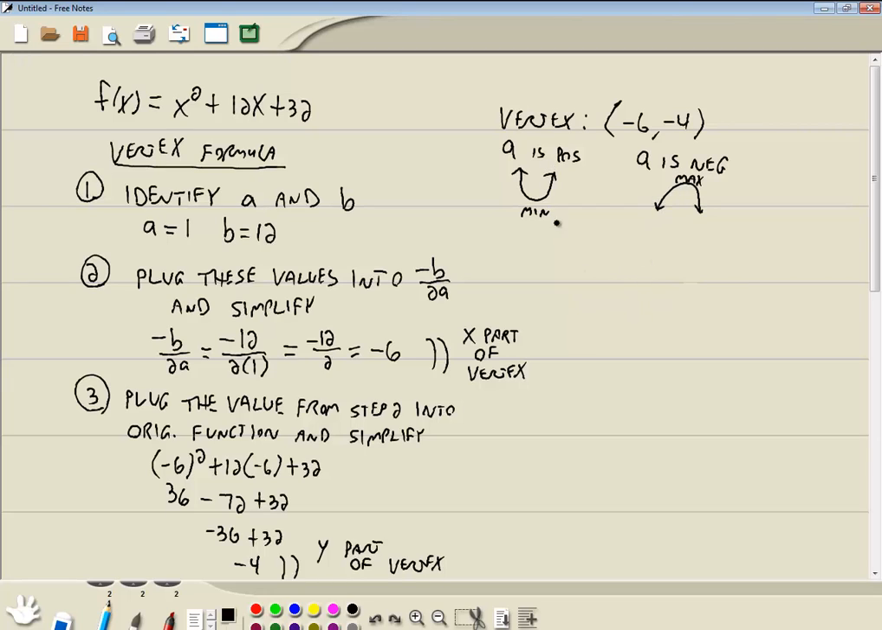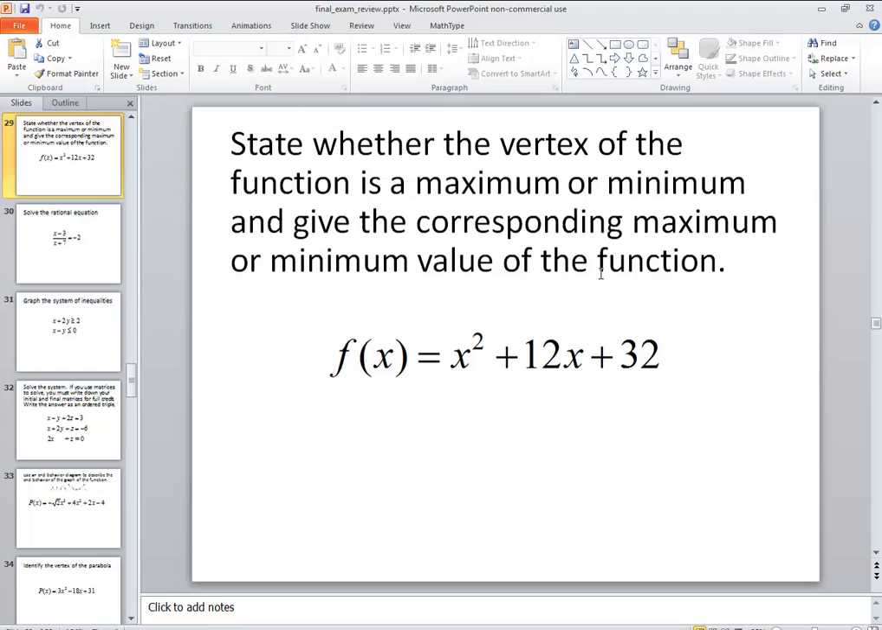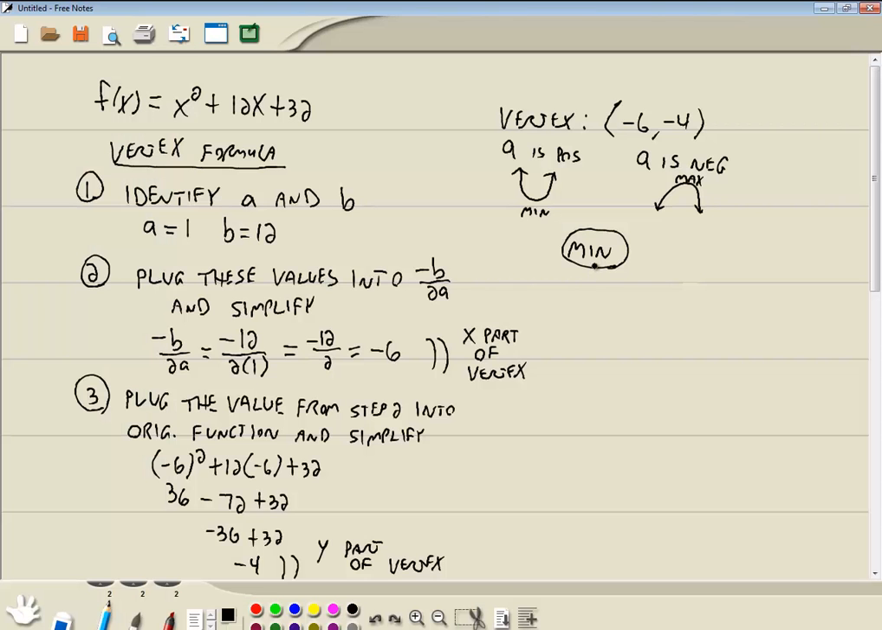So since a is positive, the first part they're asking about is to identify whether it's a maximum or minimum. And then it says give the corresponding maximum or minimum value of the function. If you found a vertex, your y part is your min or max. In this case, a min. So our min is going to equal negative 4. And those will be our two answers. So finding the minimum or maximum is centered around the vertex formula when you're dealing with quadratics.